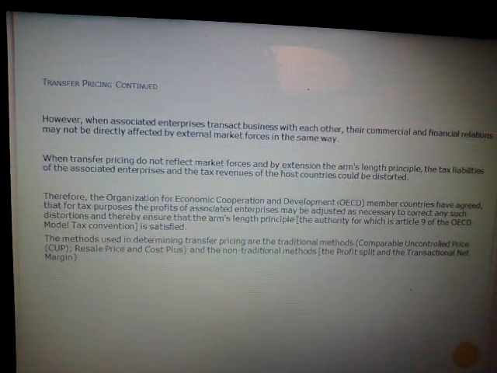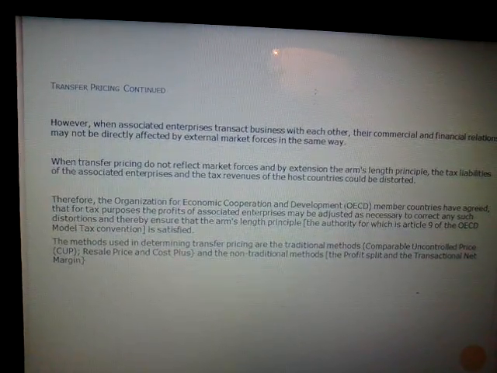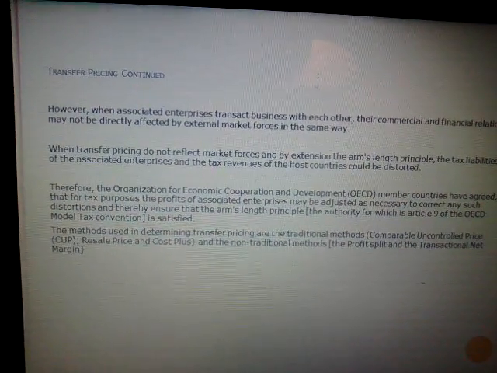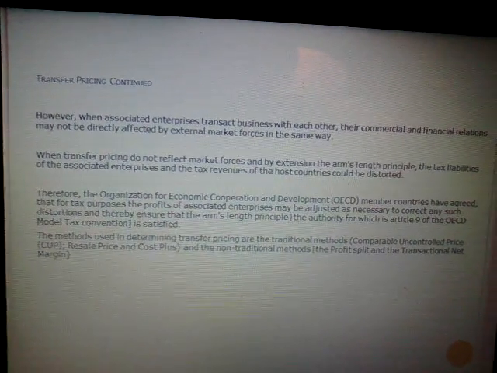The methods used in determining transfer pricing are the traditional methods, which are the comparable uncontrolled price method, resale price and cost plus, and the non-traditional methods, the profit split and the transactional net margin.